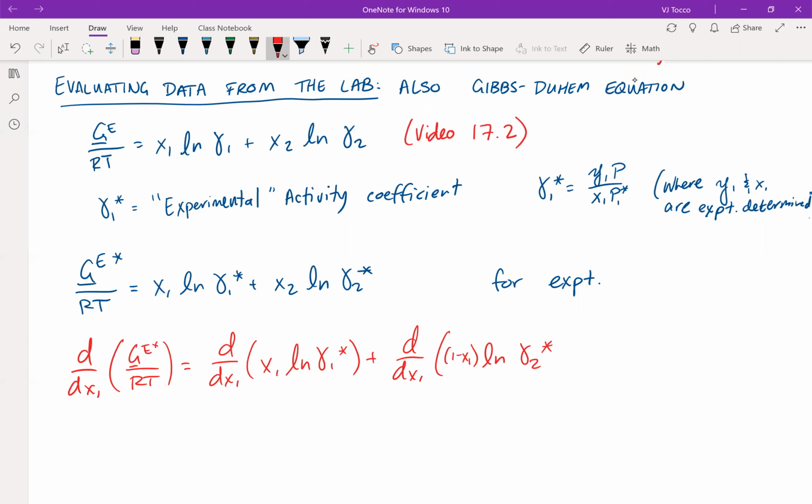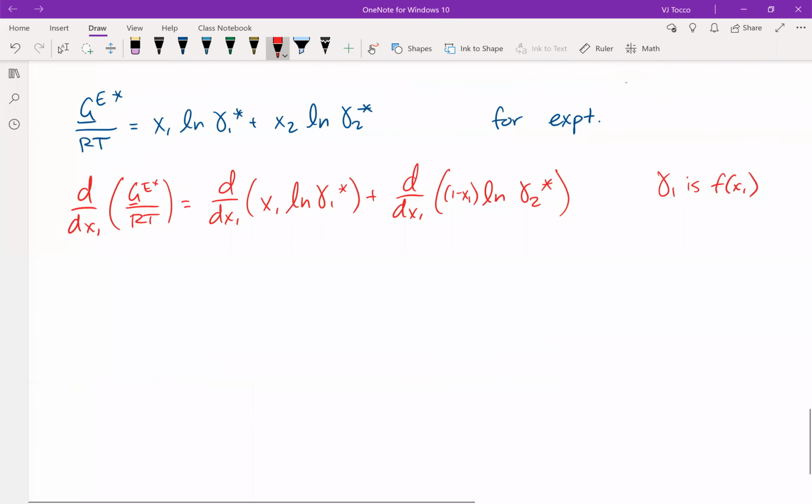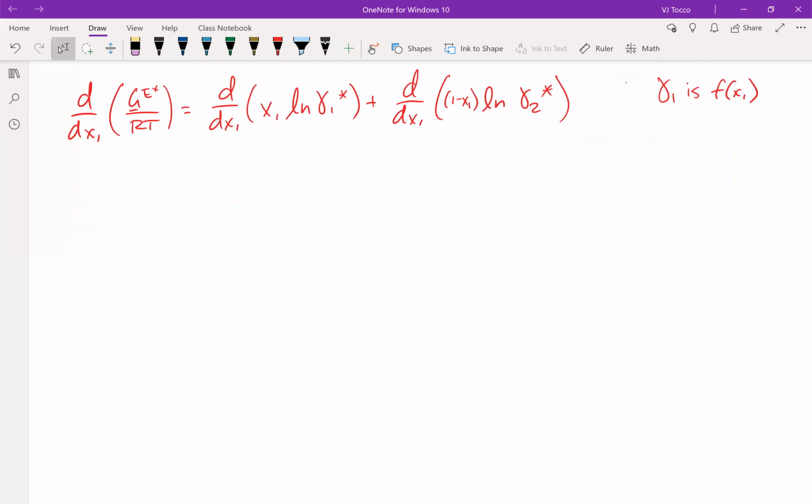All right, so now we want to take the derivative of this expression. We have to use the chain rule now on the right-hand side because gamma is a function of x. So gamma 1 is a function of x1. Remember, you saw that when I was doing Excel, right? As composition x1 was changing, the activity coefficients were also changing. All right, so once again, let's chain rule both right-hand side terms.